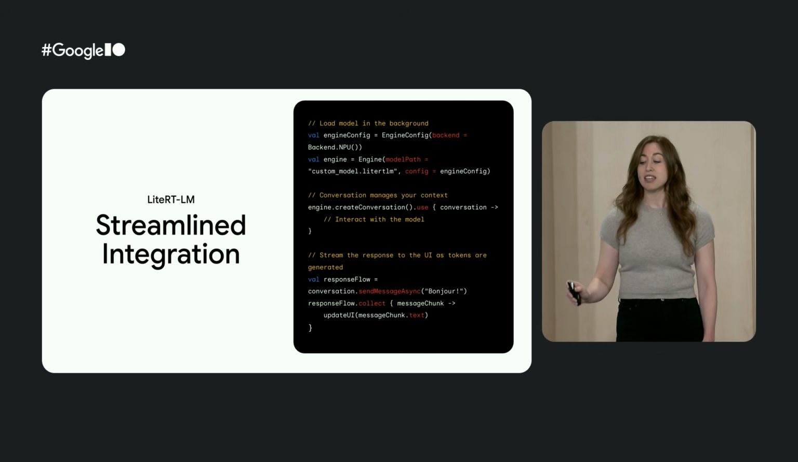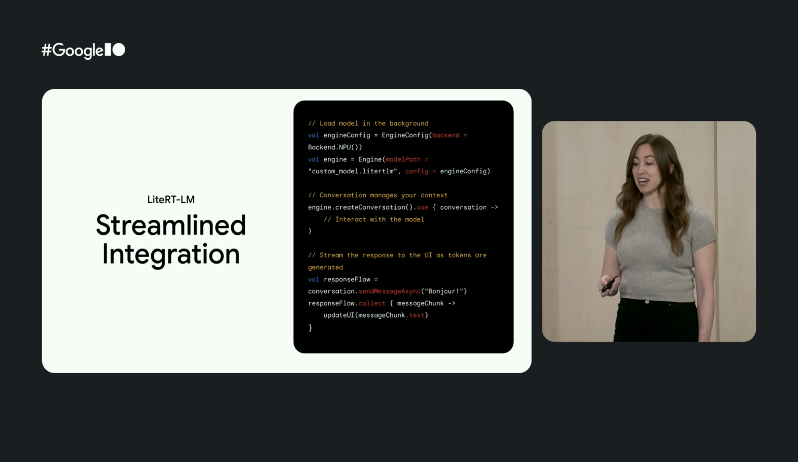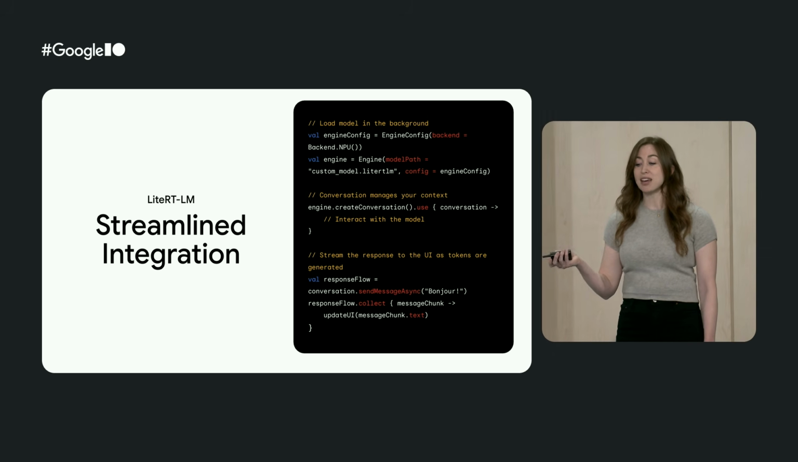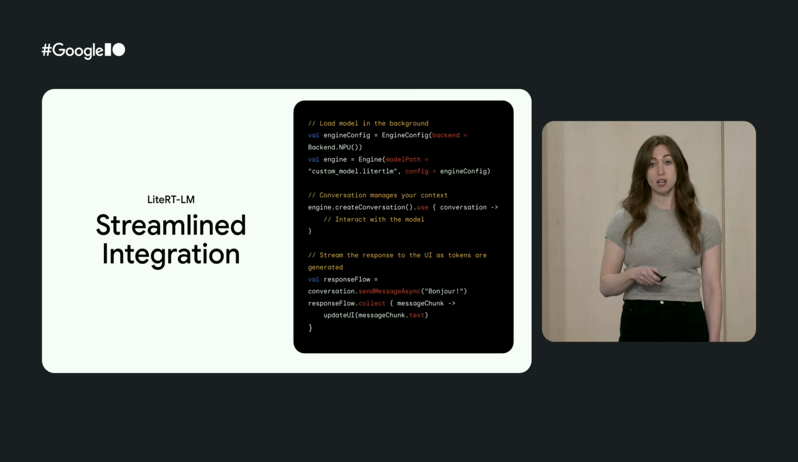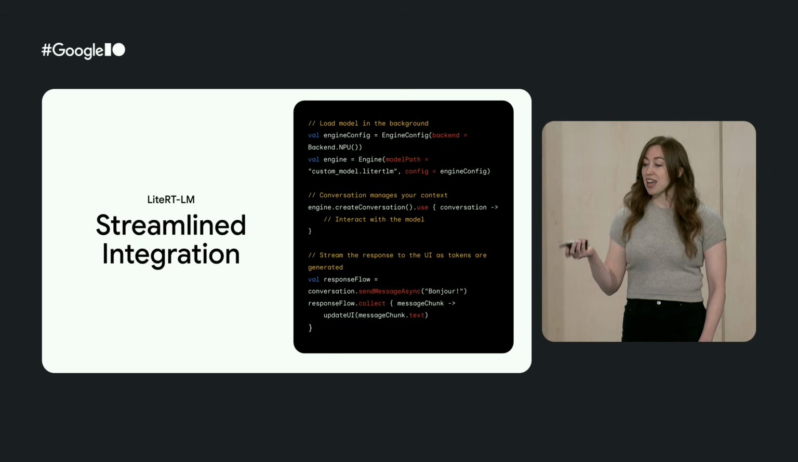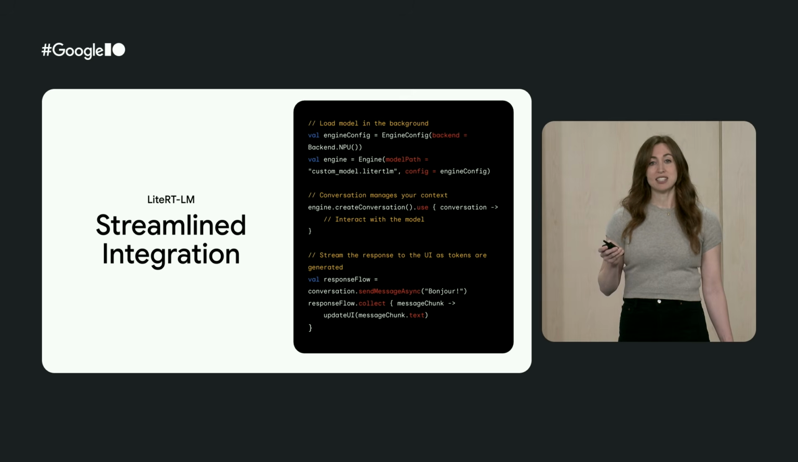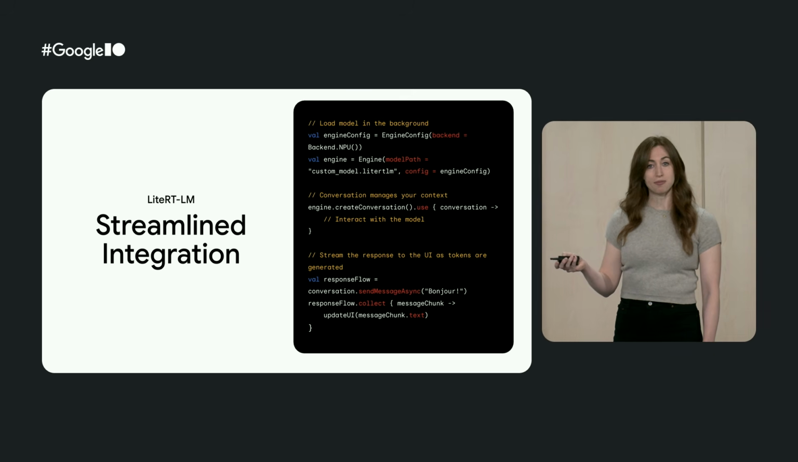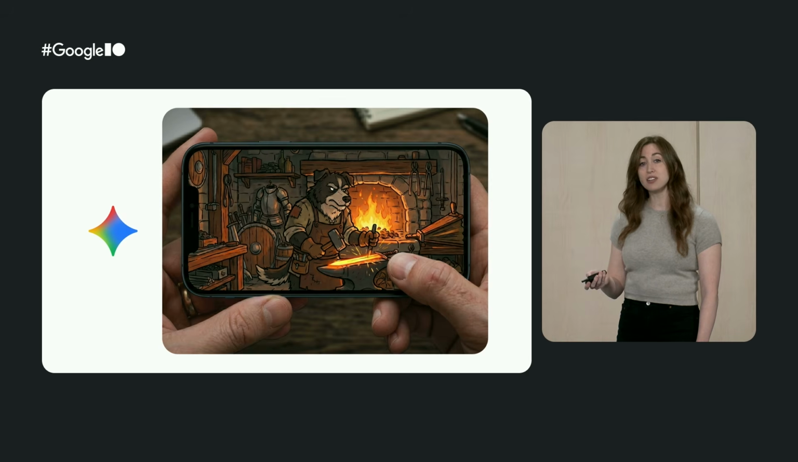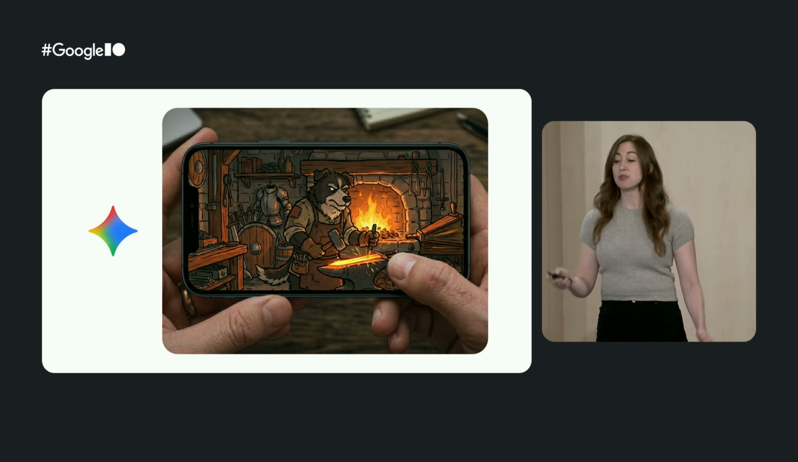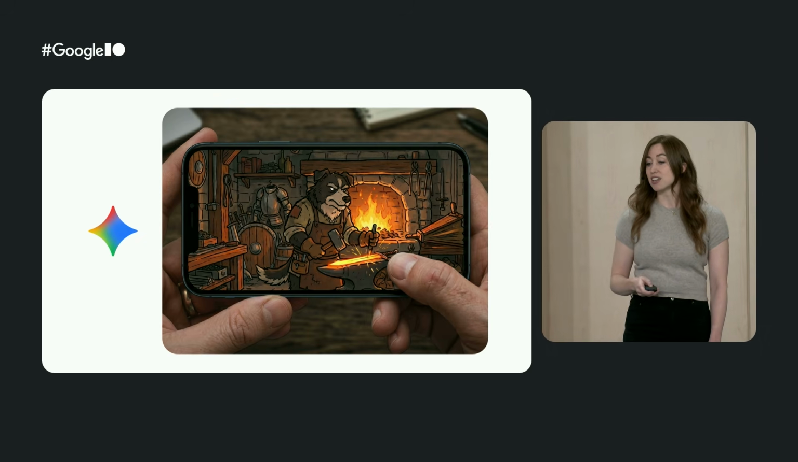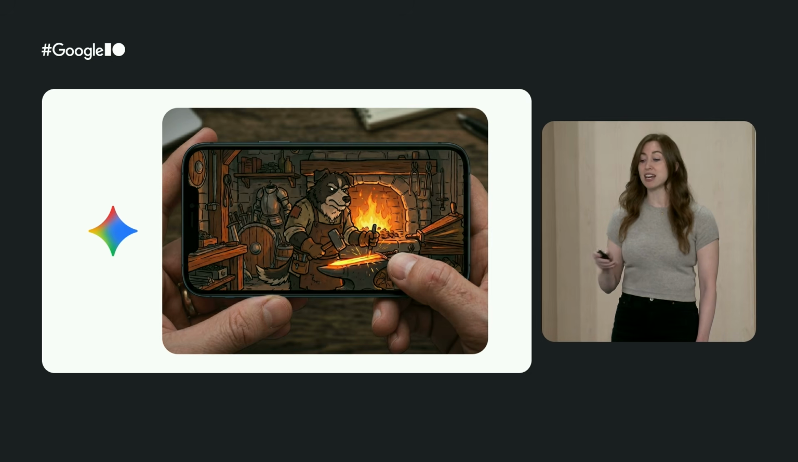LiteRT abstracts away the complex boilerplate of on-device AI. It provides Megan with the methods to load Gemma 270M into memory, manage the ongoing chat session so the NPC remembers what the player just said, and run fast inference using the device's local hardware. And the result is Megan's players get to experience a deeply immersive world where they can play anywhere at no server cost, all powered in the background by LiteRT LM.